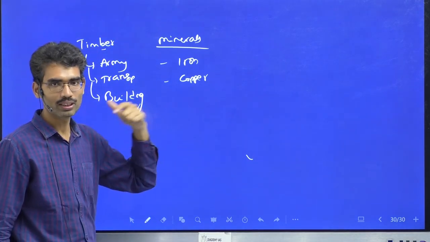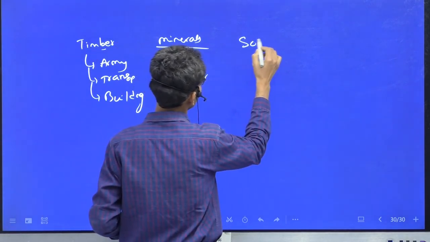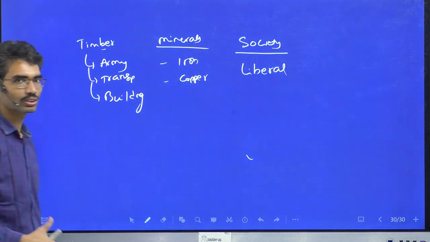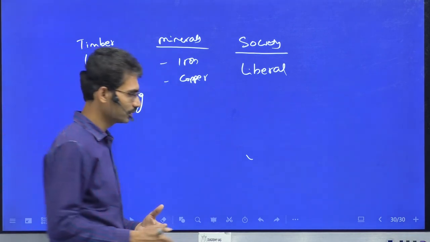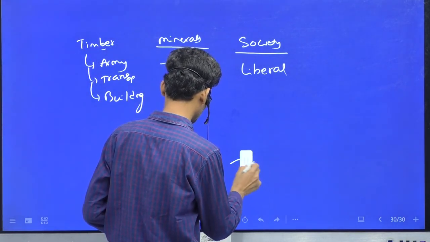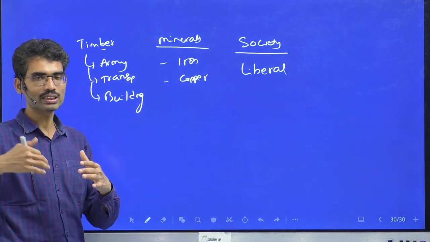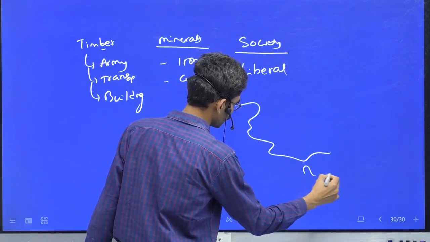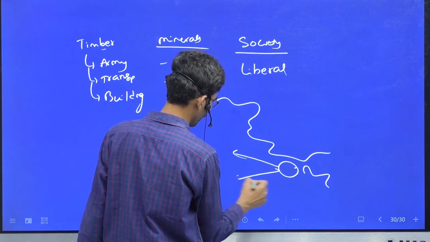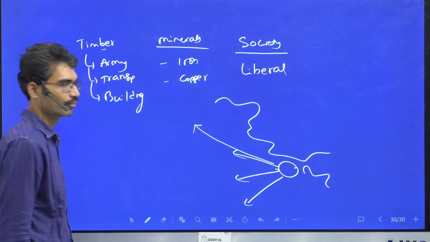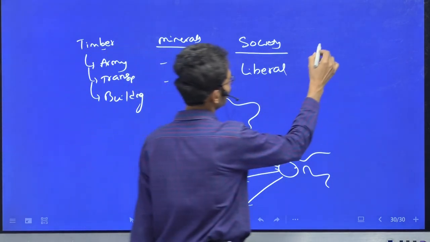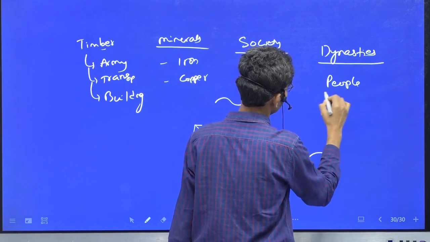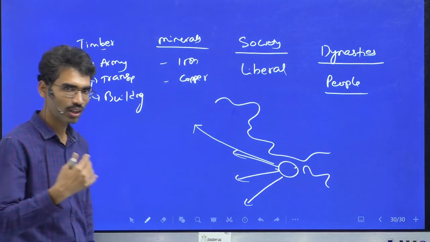Heterodox sects were more popular. The society was also liberal. All these factors made Magadha continuously expand their territory and gradually from this part they expanded in all the directions. Different dynasties, different people, different rulers, dynasties also encouraged it.